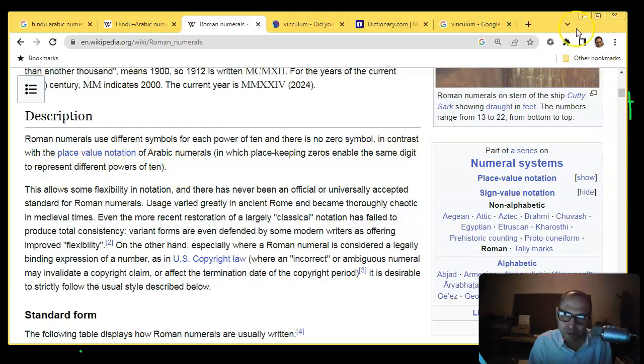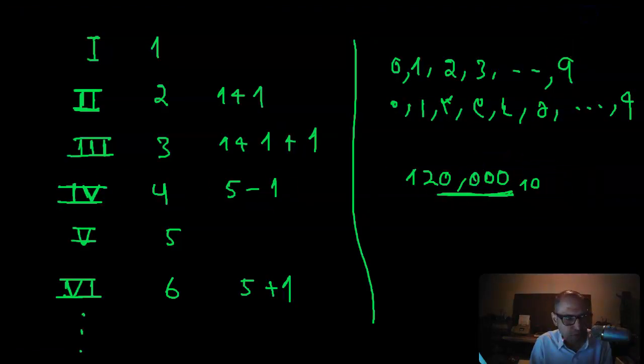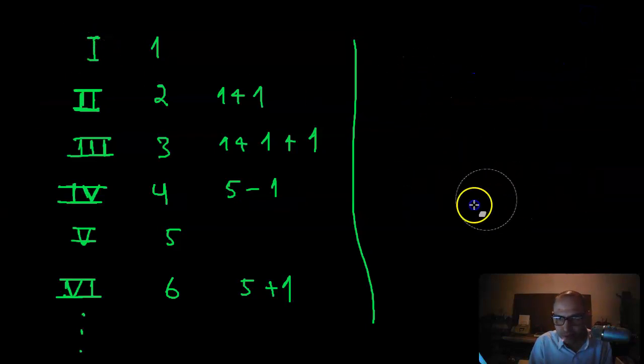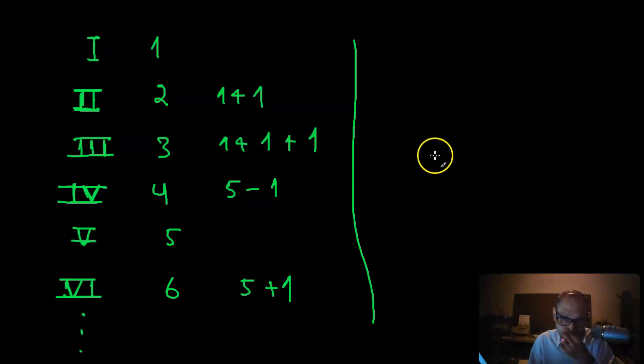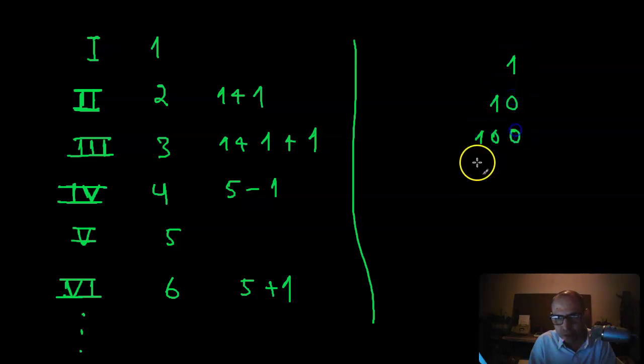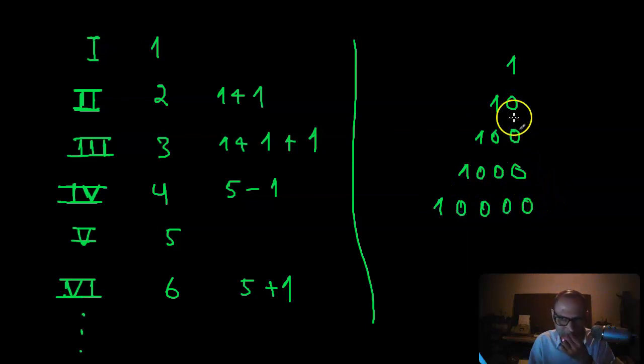Meaning that, for example, in the case of a positional system, I can put a 1 over here, and over here, and over here, and over here, and over here, right? And in each case, the 1 is going to have a specific different meaning. In this case, the 1 is just the 1. In this case, the 1 means a 10. In this case, the 1 means 100. In this case, it means 1,000. In this case, the 1 means 10,000, right?